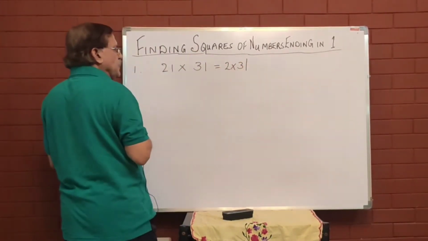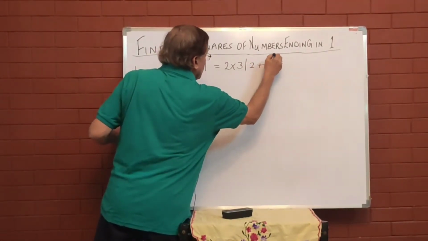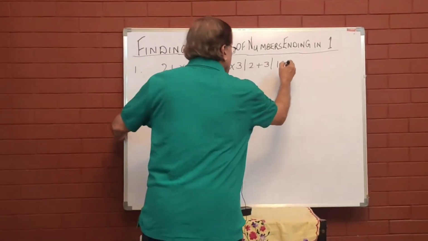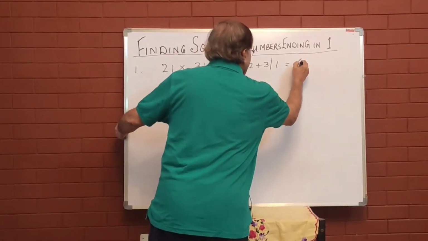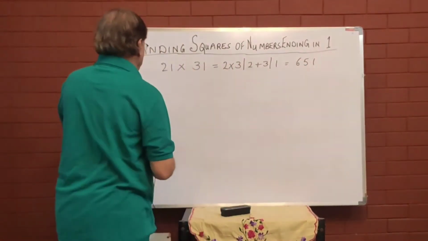First part of the answer. The second part of the answer, 2 plus 3. And third part of the answer is 1. And finally the answer we get is 2 3s are 6, 2 plus 3, 5 and 1.